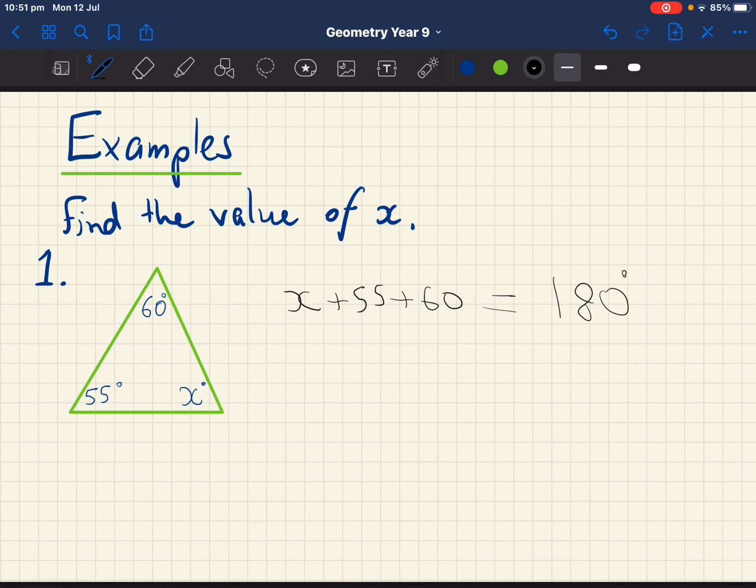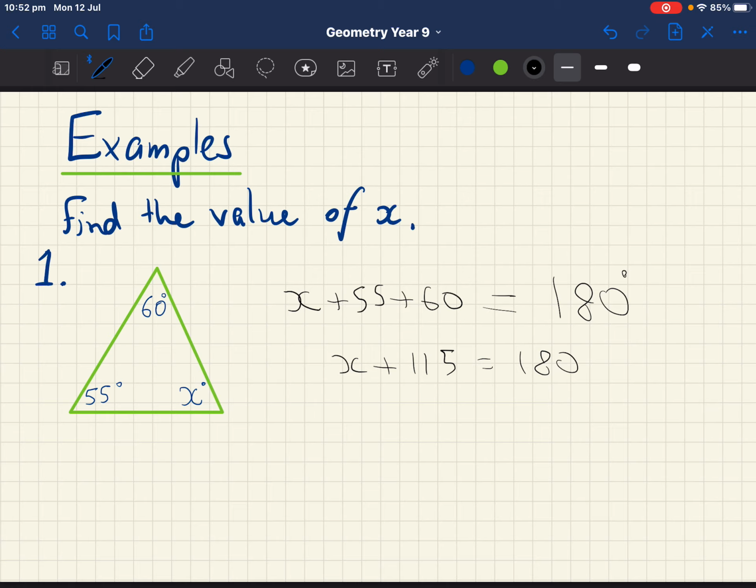This actually happens to be an equation, but before we go ahead and solve it, I suggest you simplify that equation. If you look right here, we've got 55 plus 60. I would actually just take a moment to simplify this equation. It's just going to make the solving of it a little bit easier. Anyway, when we add them together, 55 plus 60 is 115.